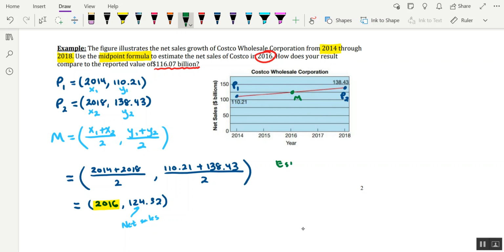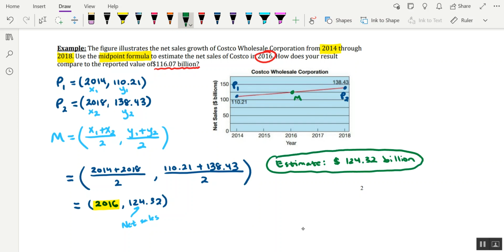So I'd like to indicate that somewhere on the page here. The estimate is $124.32 billion. That's one thing that they ask for. The other thing that they ask for is how it would compare to the reported value of 116.07 billion.